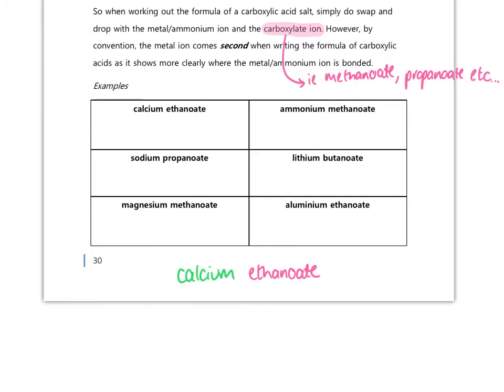So I've written the name down below here in 2 different colours. So just as with normal swap and drop, what we need to do is convert our names into formula. But just as we've said, the metal ion actually normally comes second when writing the formula of this. So instead of writing the formula of calcium underneath calcium, I'm going to actually write it underneath the ethanoate ion, and you'll see why in a second.